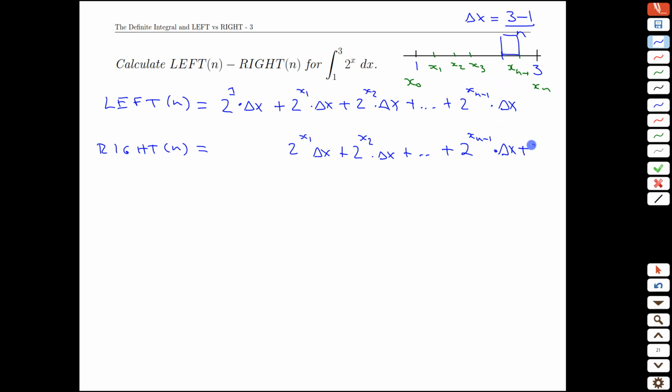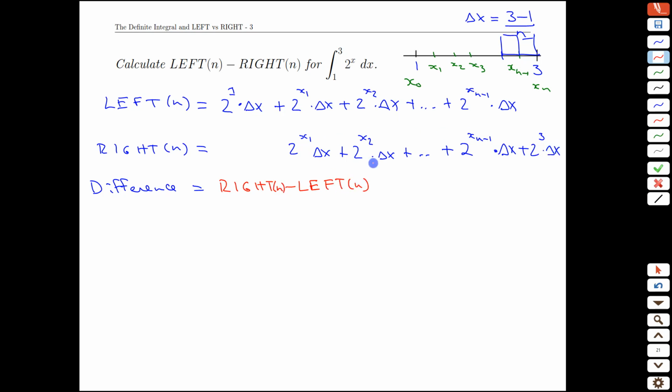And then we would also use 2 to the 3 on the last interval for the right-hand sum. That's not particularly helpful, but if we're interested in the difference between them, writing it out like this is tremendously helpful because we can do, let's do the right minus the left. With an n in there.